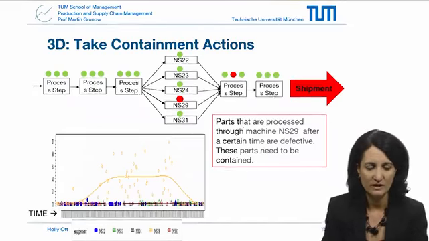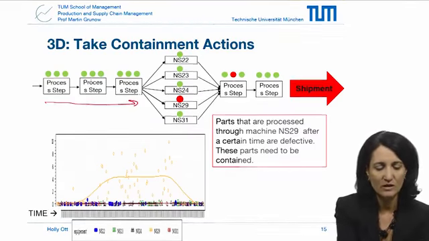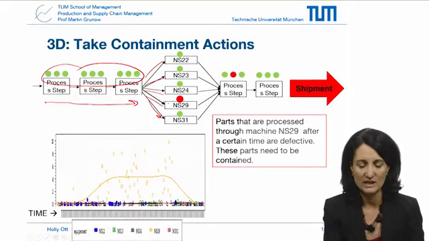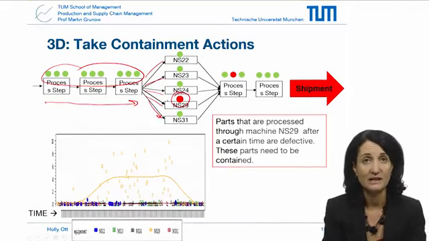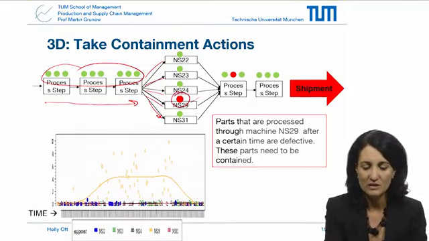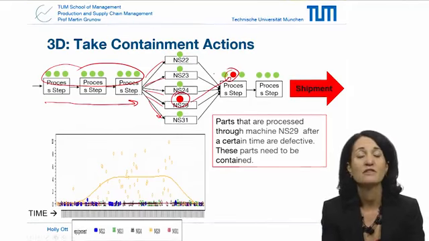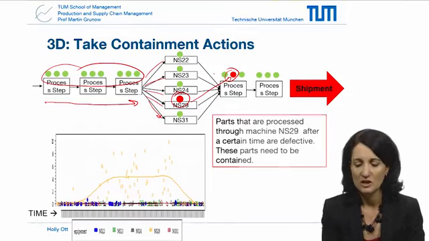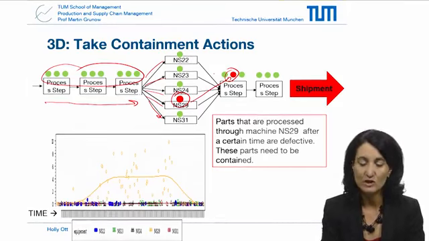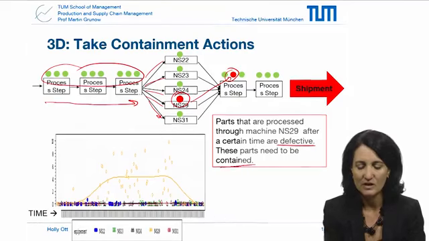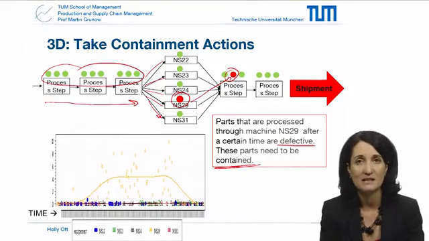And here I drew a picture of it. You have different process steps coming here. All of this product is good. And then the product goes through different machines, and anyone that happened to hit NS29 will then continue and end up going out the door, shipment, if there's no containment action. So parts that are processed through machine NS29 in a certain time period are defective. These parts need to be contained.